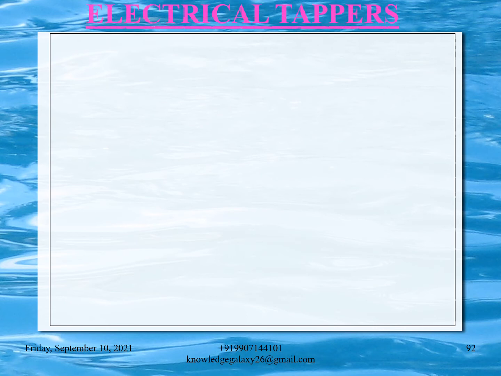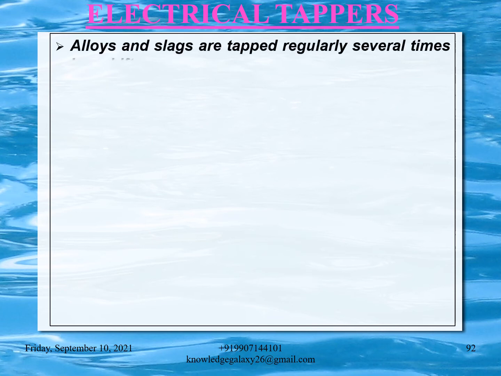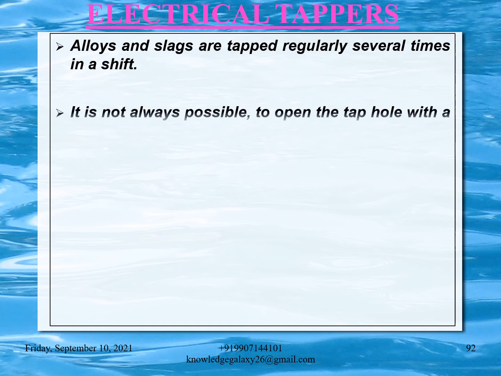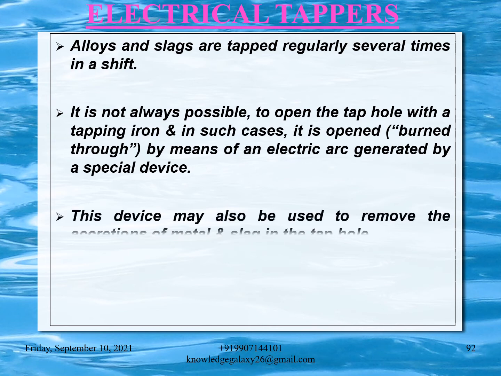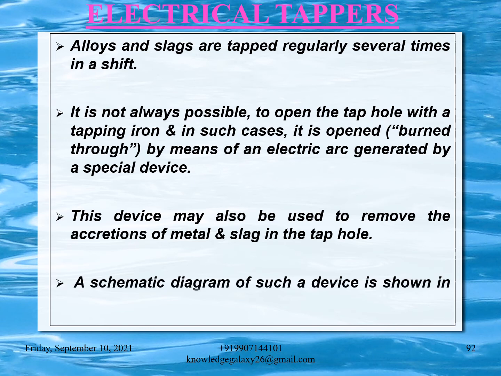Let us now discuss electrical tappers. Alloys and slags are tapped regularly several times in a shift. It is not always possible to open the tap hole with a tapping iron, and in such cases it is opened, burned through by means of an electric arc generated by a special device. This device may also be used to remove the accretions of metal and slag in the tap hole. A schematic diagram of such a device is shown in the next slide.